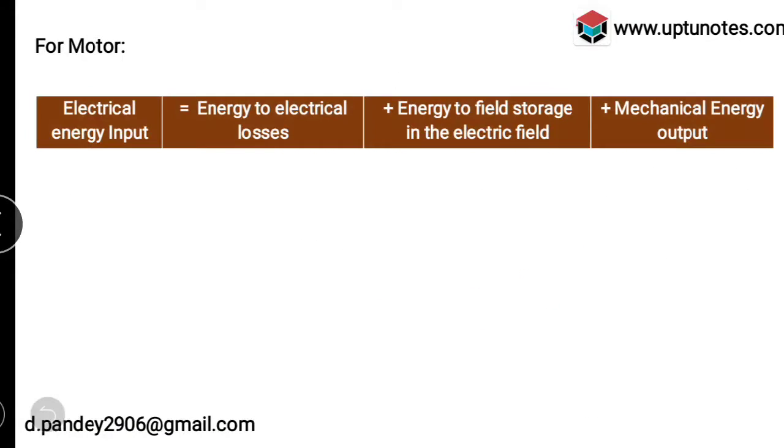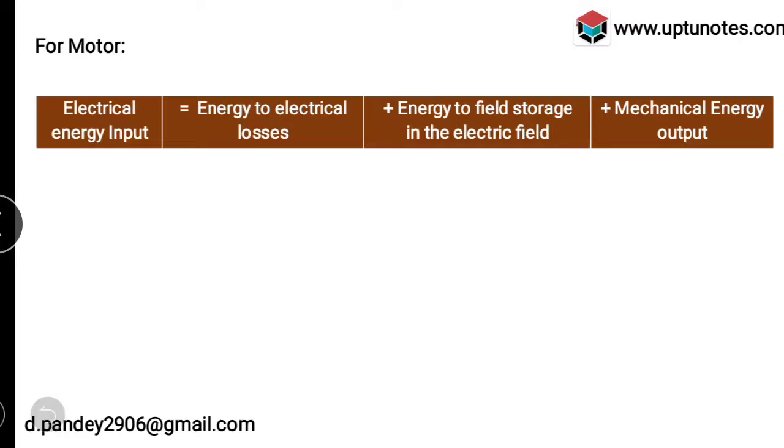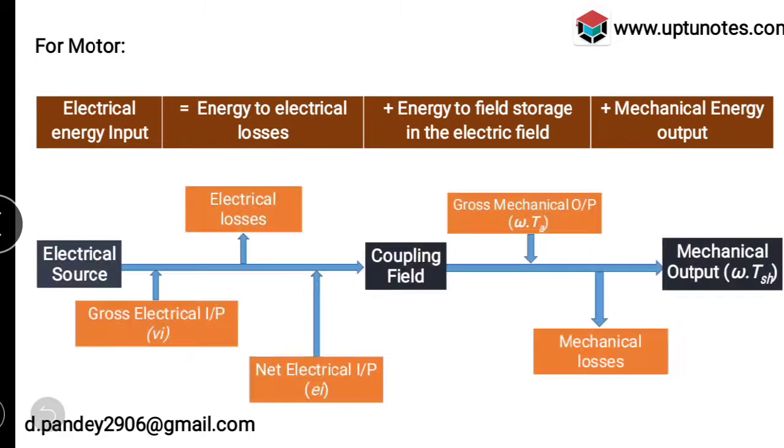Now the energy balance equation for a motor. The electrical energy input is divided into three parts. First is the energy going to electrical losses, which are the losses due to the presence of resistance as well as the core. Next is the energy to the field in the electric system, and last is the mechanical energy output. This is the basic energy balance equation for the motor, and by means of a block diagram it can be represented like this.